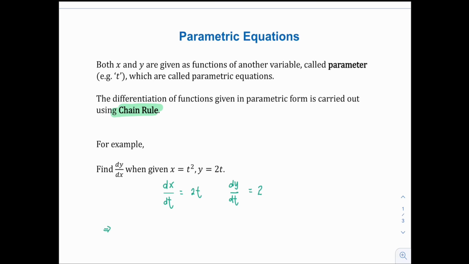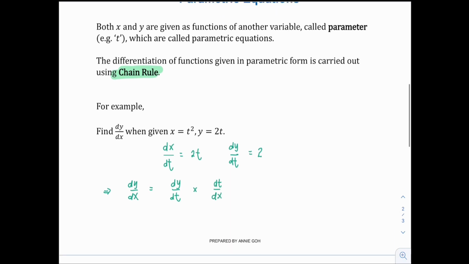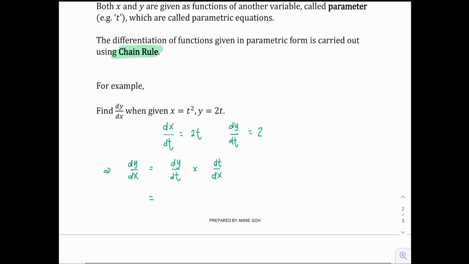Then to find dy/dx, you use the chain rule, which is equal to dy/dt times dt/dx. The dy/dt here is 2, and dt/dx will be 1 over 2t. Therefore, dy/dx will be just equal to 1 over t. You notice that dy/dx is in terms of the parameter t. That's how we solve a parametric equation.